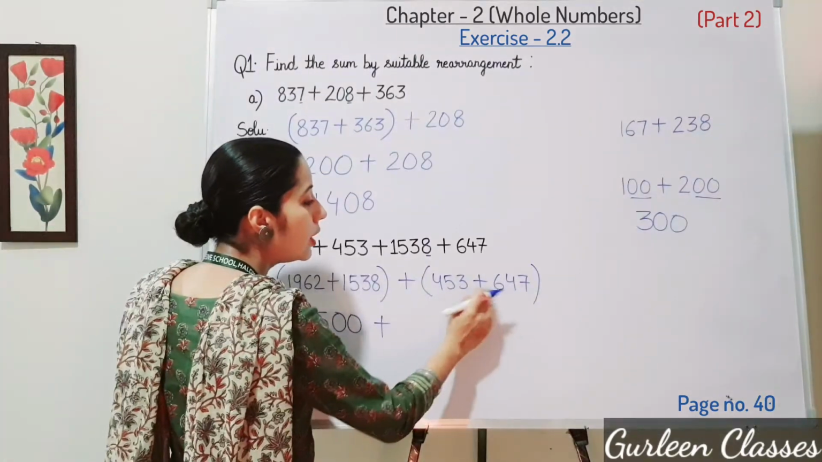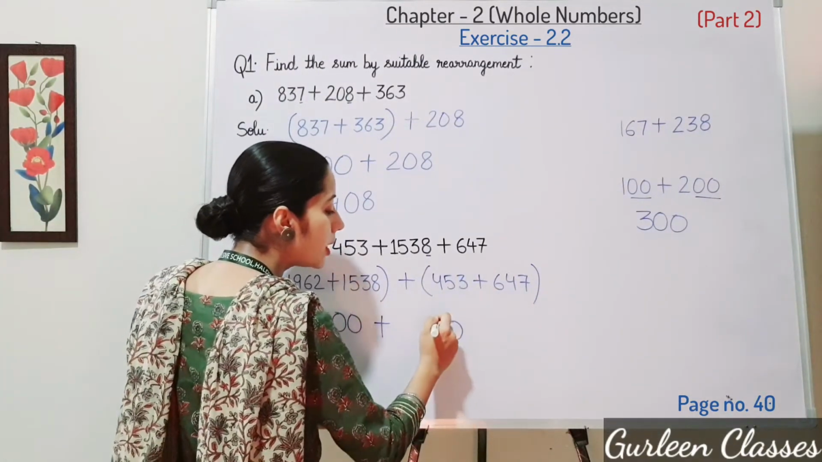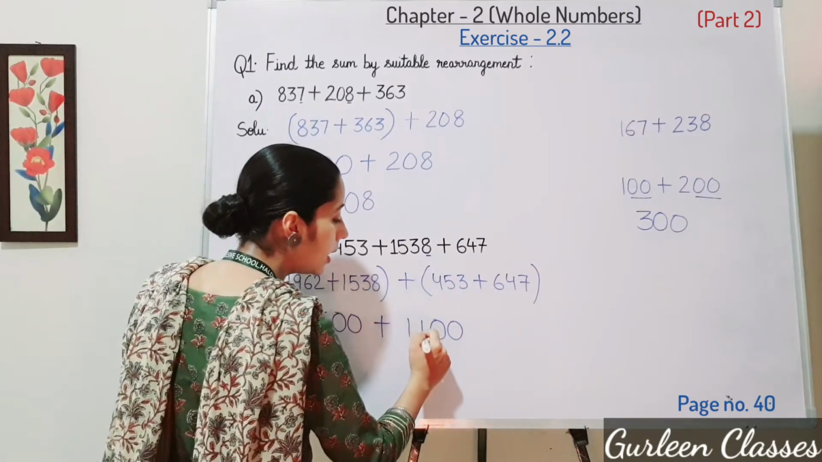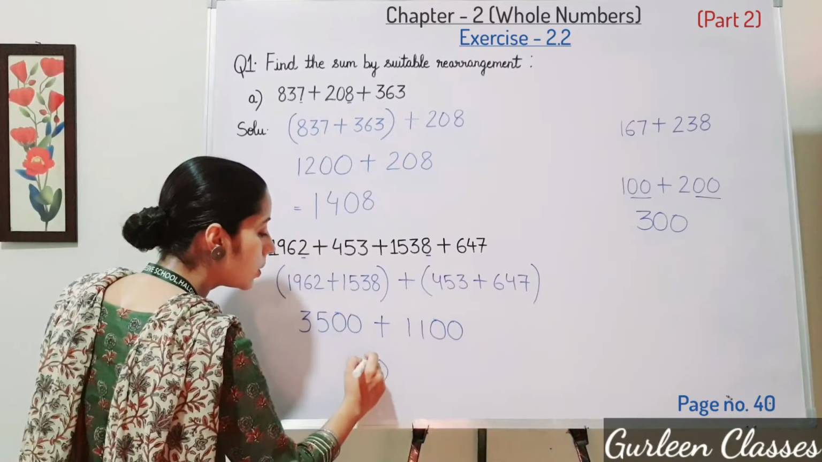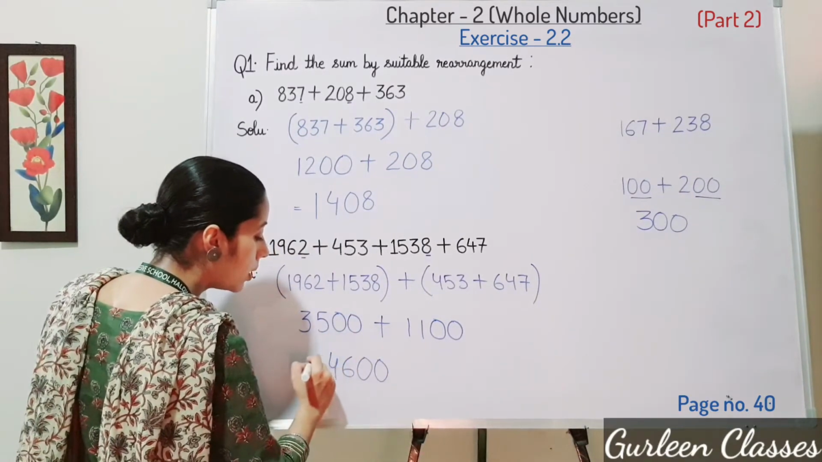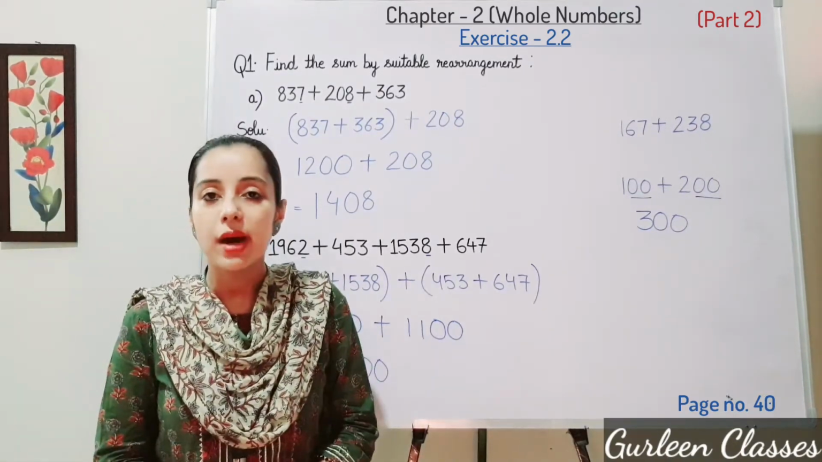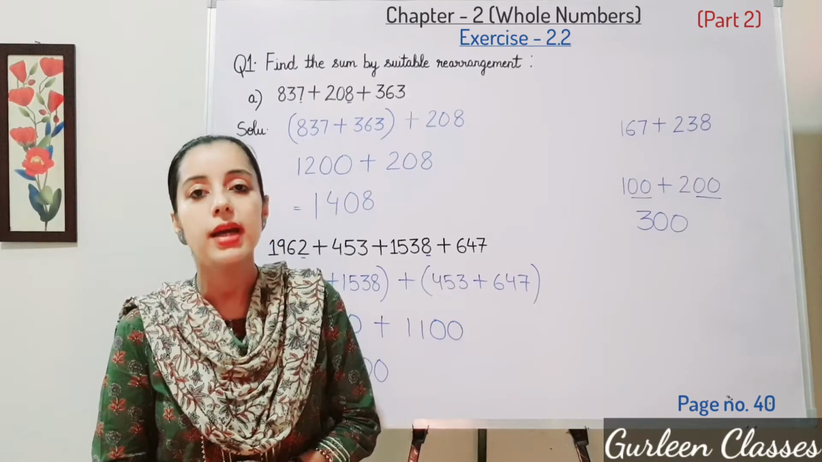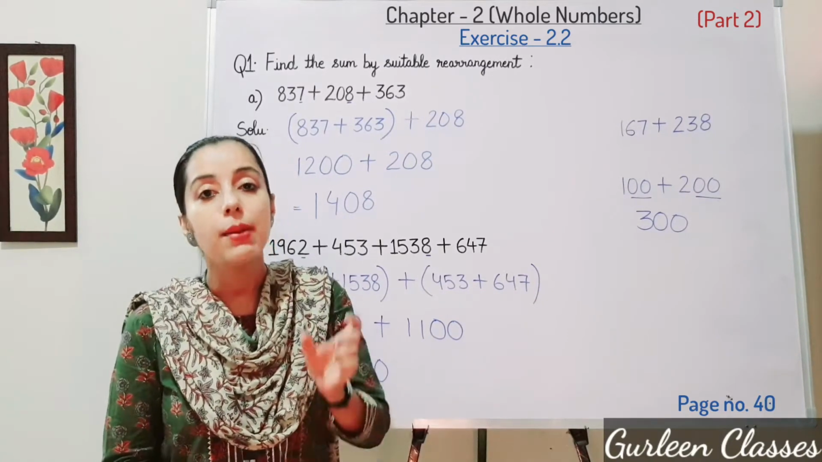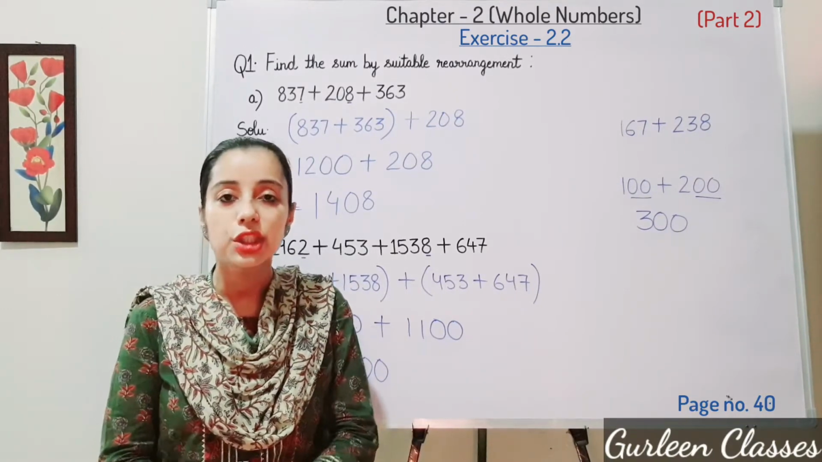3500 plus: 3 plus 7, 10. 5 plus 4, 9 plus 1, 10. 6 plus 4, 10 plus 1, 11. So let us add 0, 0. 5 plus 1, 6. 3 plus 1, 4. So the answer is coming 4600. Students, keep in mind whenever you have to find the sum by suitable rearrangement, you just have to see the last digit and make a pair accordingly where you get 0 at last, to make the calculation easier.